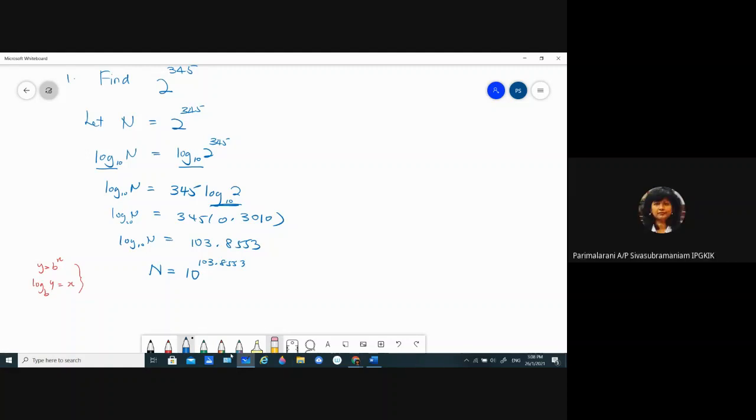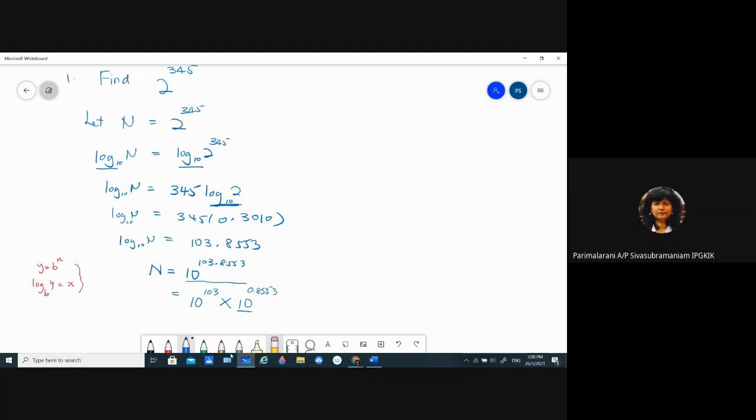Can you get this answer with your calculator? Cannot, okay, because the power is too big here. So we can break this up. Can we break up this number? How can we rewrite this? 10 to the power of 103 times 10 to the power of, to the power what? These two must give us 0.8553. It's also the same: 10 to the power 103 times 10 to the power of 0.8553.